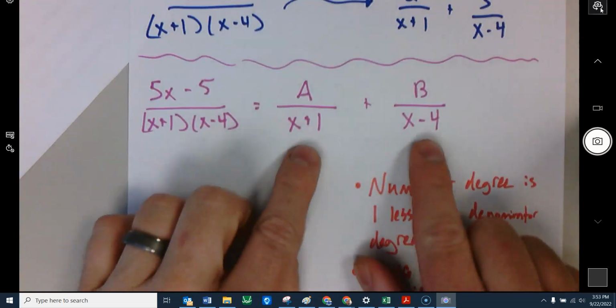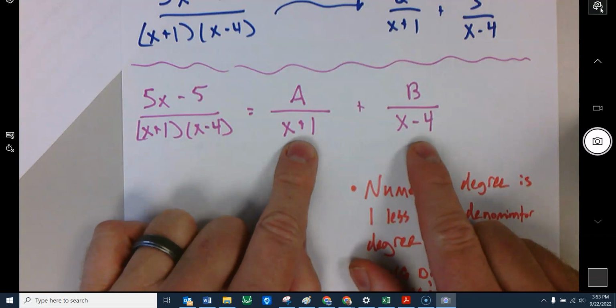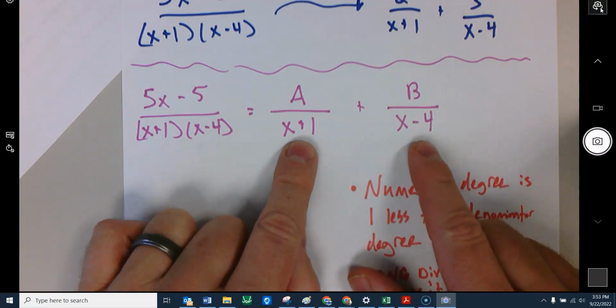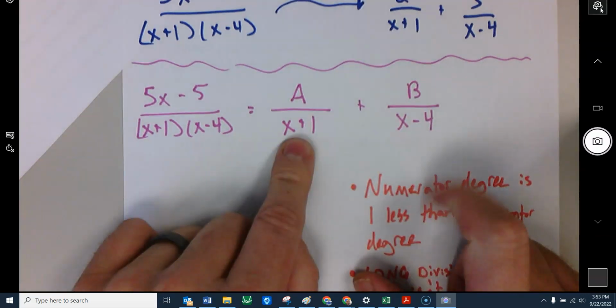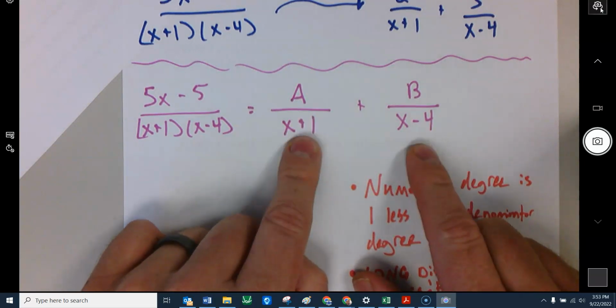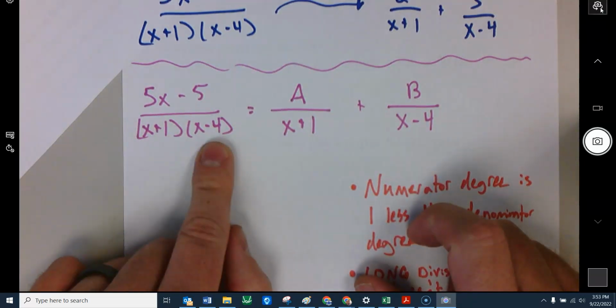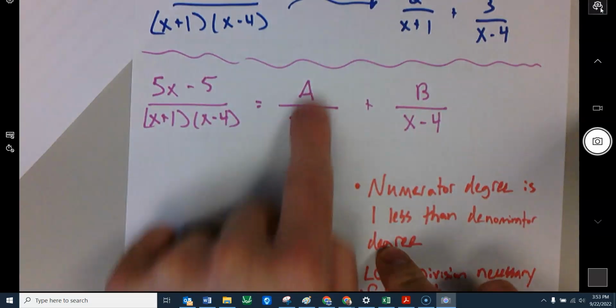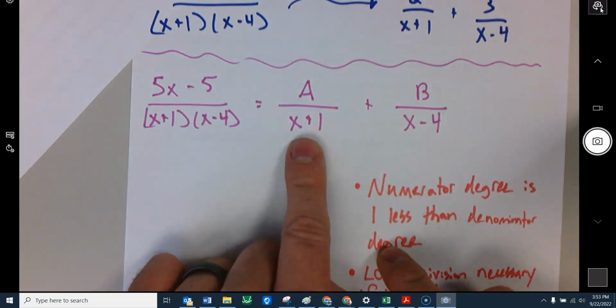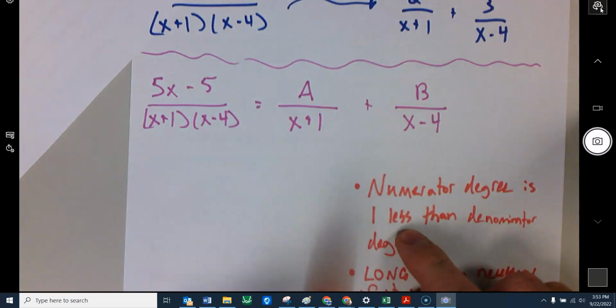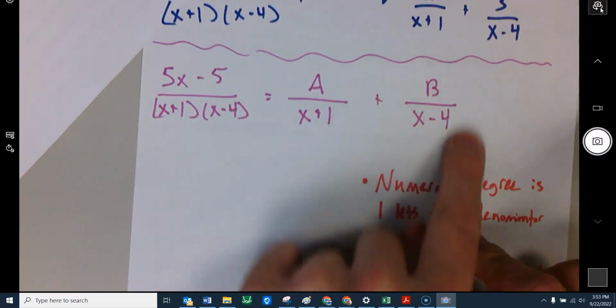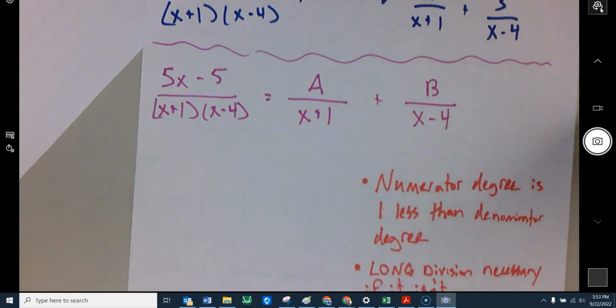From here, if these two fractions were to be added together, you would need to find a common denominator, right? I can't add two fractions together unless they have the same denominator. That common denominator is x plus 1 and x minus 4. Well, this fraction is missing the x minus 4, so I would multiply the top and bottom by x minus 4. This one is missing the x plus 1, so I would multiply the top and bottom by x plus 1.